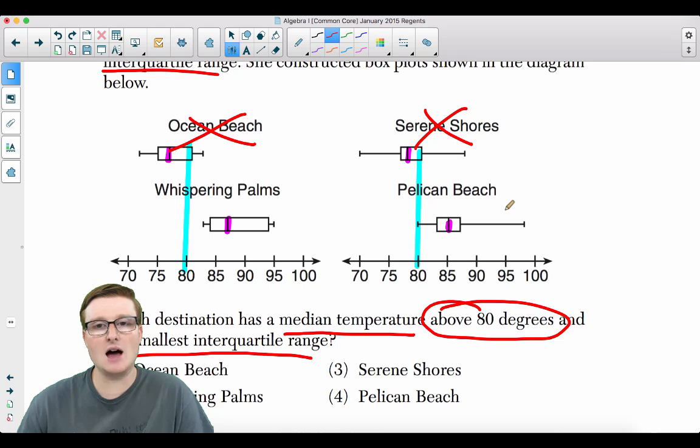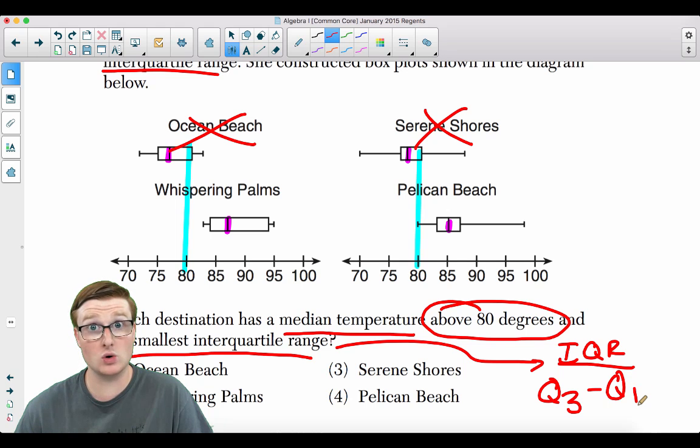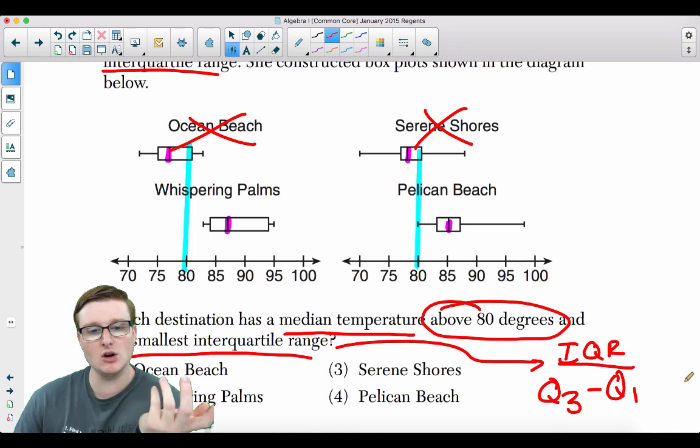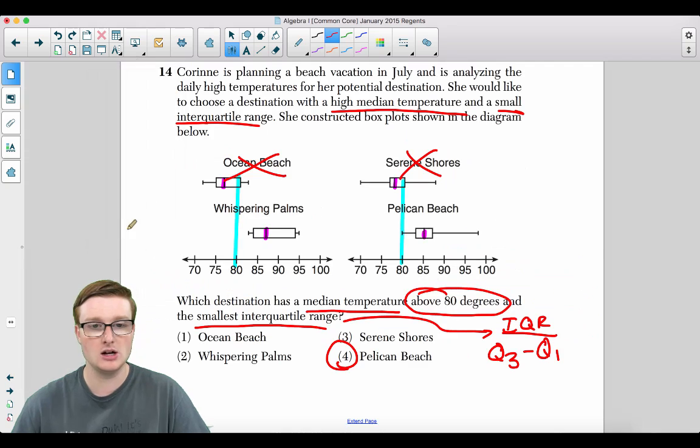We're looking for now the smallest interquartile range. Remember what the interquartile range is, the IQR. The interquartile range is the third quartile minus the first quartile. So you're looking really for the smallest box, and the only one that shows that is going to be Pelican Beach, which is going to be choice 4. All right, and that is how you do question number 14.